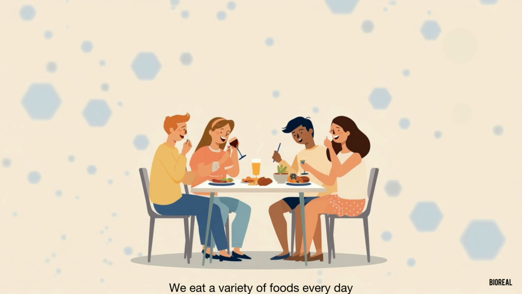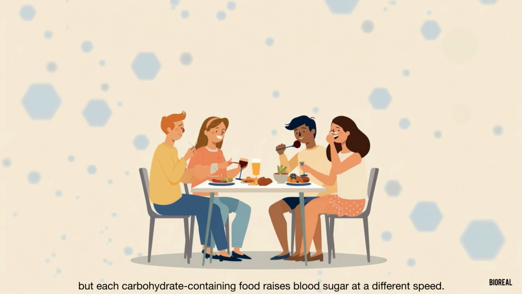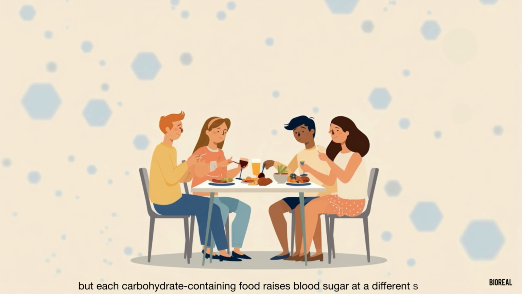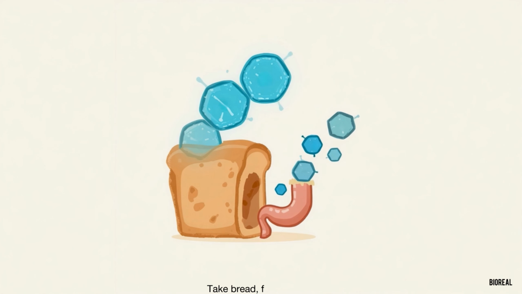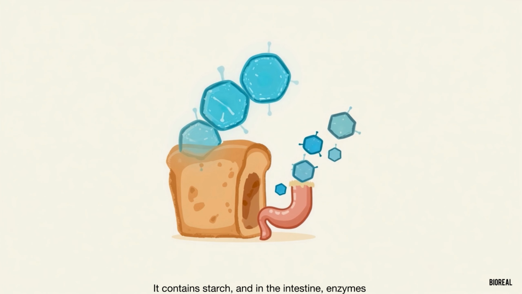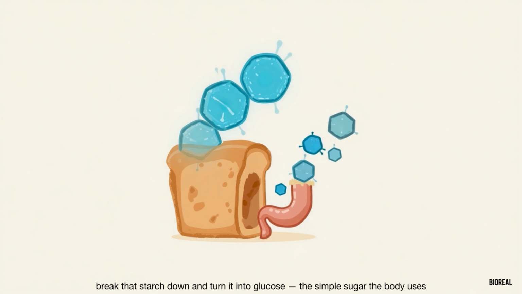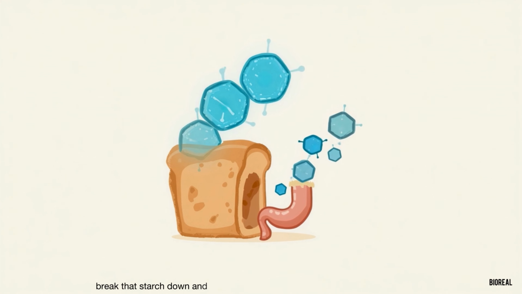We eat a variety of foods every day, but each carbohydrate-containing food raises blood sugar at a different speed. Take bread, for example. It contains starch, and in the intestine, enzymes break that starch down and turn it into glucose, the simple sugar the body uses.